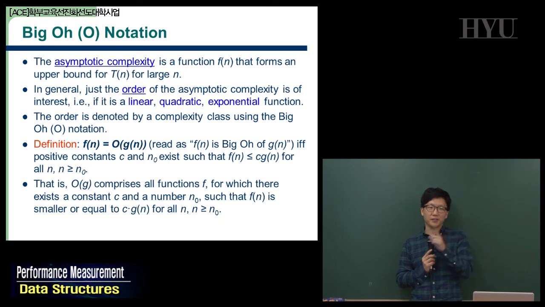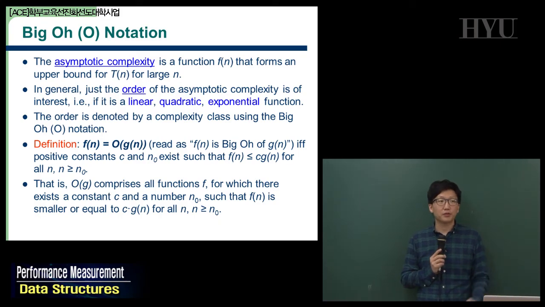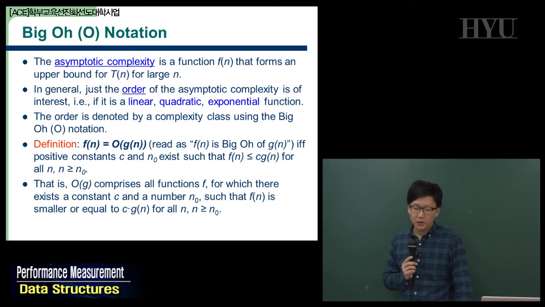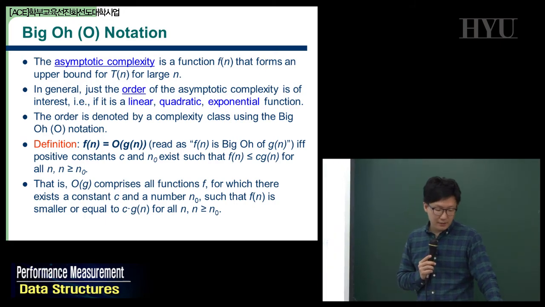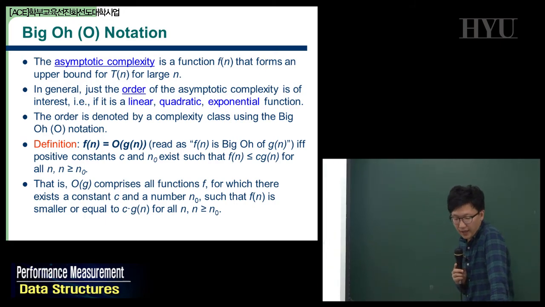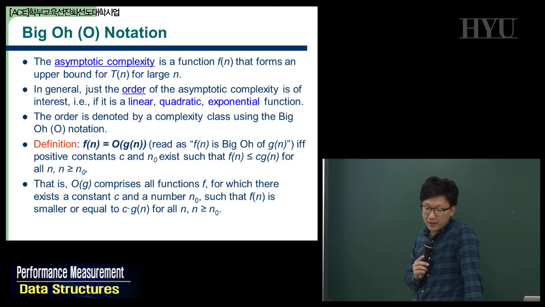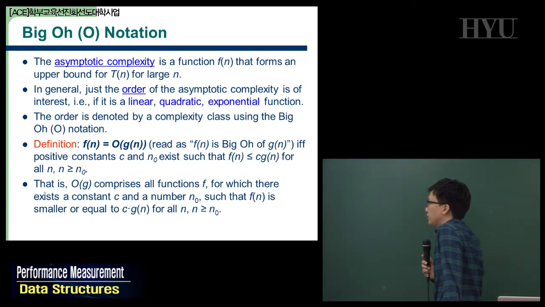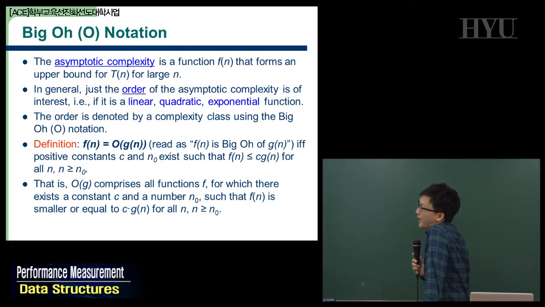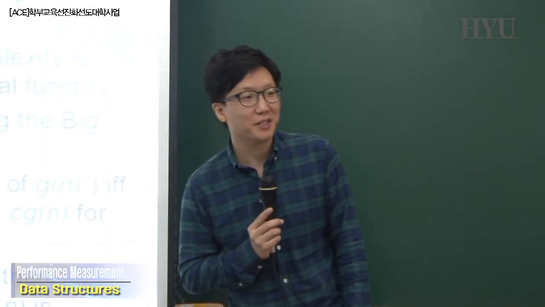You can go both directions, right, when you try to prove something. If and only if a positive constant C and n0 exist such that f(n) is less than or equal to C times g(n) for all n's. Whatever that means, memorize, memorize, memorize. I don't know how many times I have to say it.